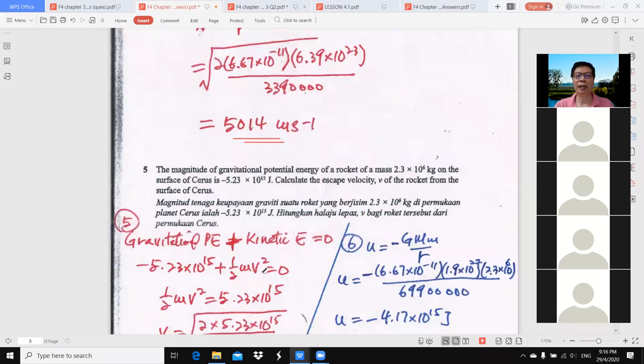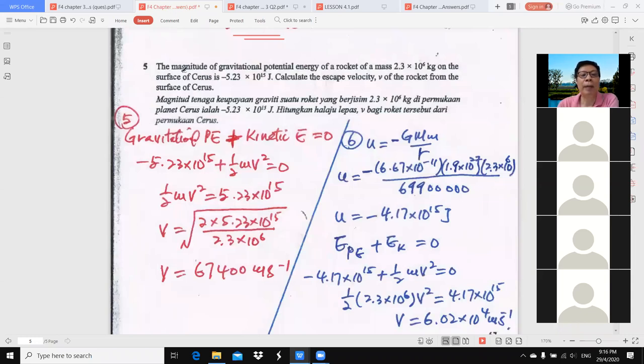Almost finished already, number five. The magnitude of gravitational potential energy, this formula, remember, no? This is the formula for gravitational potential energy of the rocket of this mass on the surface of Ceres. Ceres is a planet now. This is the gravitational potential energy value. Calculate the escape velocity of the rocket from the surface of Ceres. You want to escape from this planet, what is the escape velocity? Okay, the formula is like this, you know. Gravitational potential energy plus the kinetic energy equals zero. Why? Why like that?